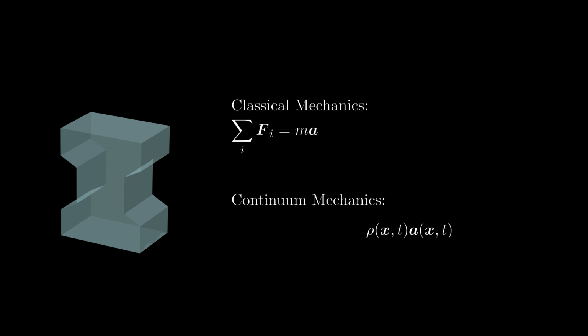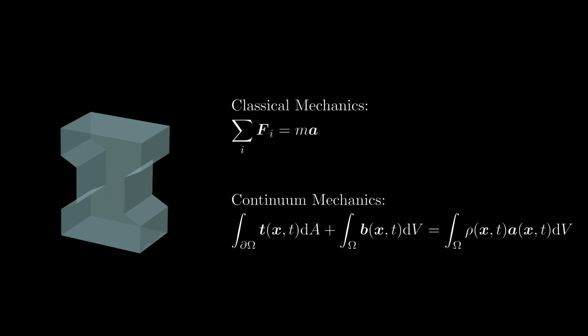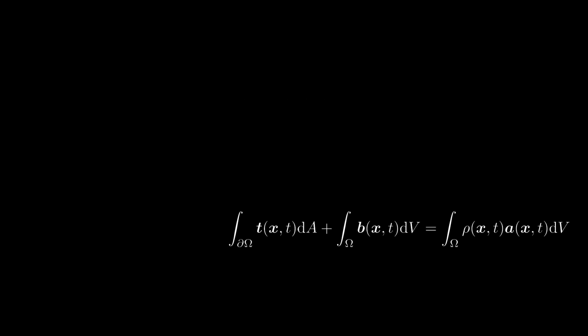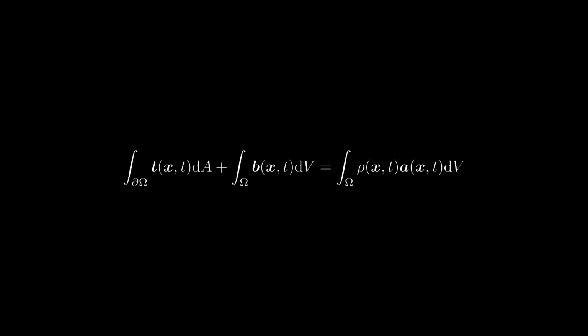The balance of linear momentum in continuum mechanics states that the sum of forces acting on the object, that is Ft plus Fb, is equal to the volume integral of the mass density times the acceleration. If we expand Ft and Fb, we arrive at this expression. What we have arrived at is called the balance of linear momentum in its global form, where global means that we have considered the linear momentum accumulated over the entire object.